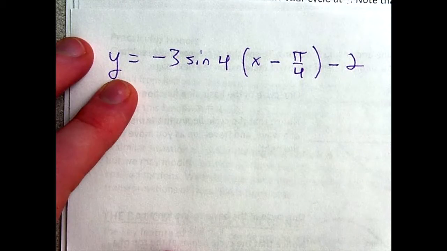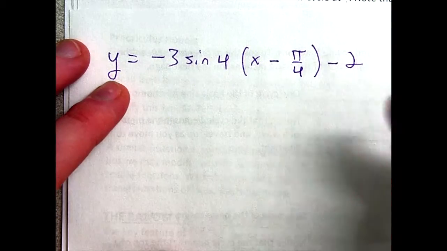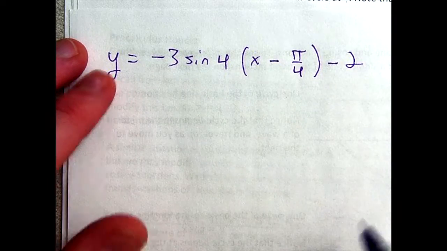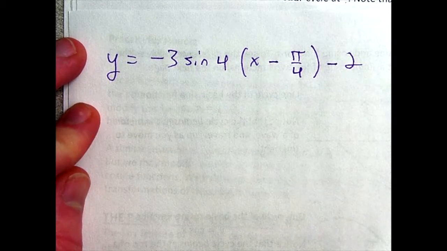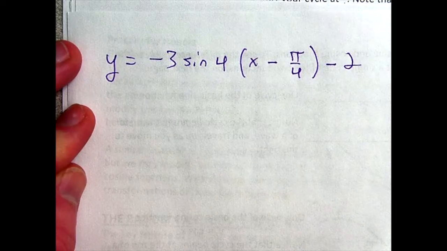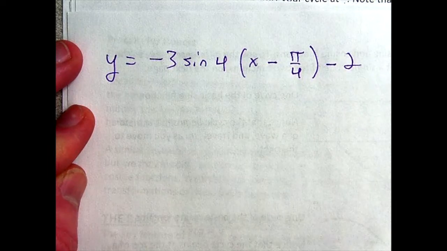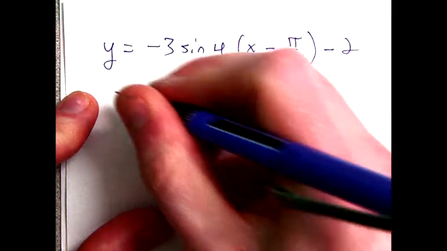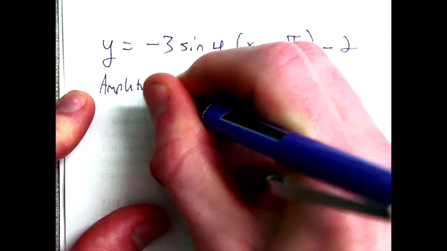So this is a sine function that has been heavily modified from the original basic parent sine function, and our objective is to determine all of the things that I talked about on the previous pages. What is the amplitude? What is the midline? What is the beginning of the cycle? All that stuff. So let's start by thinking about the amplitude.